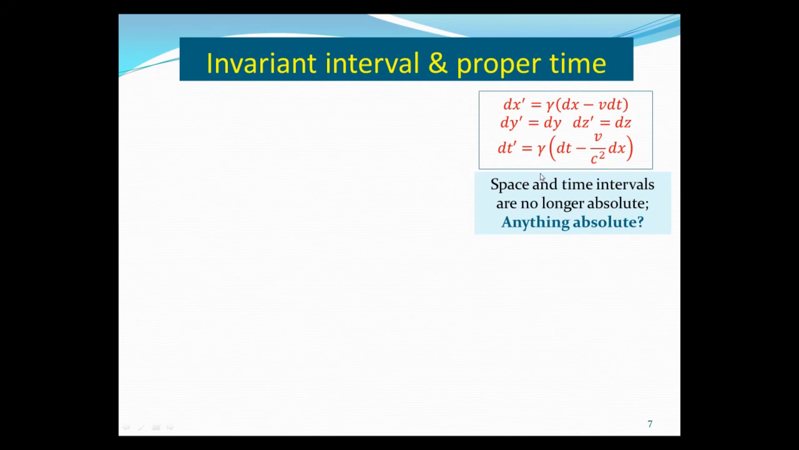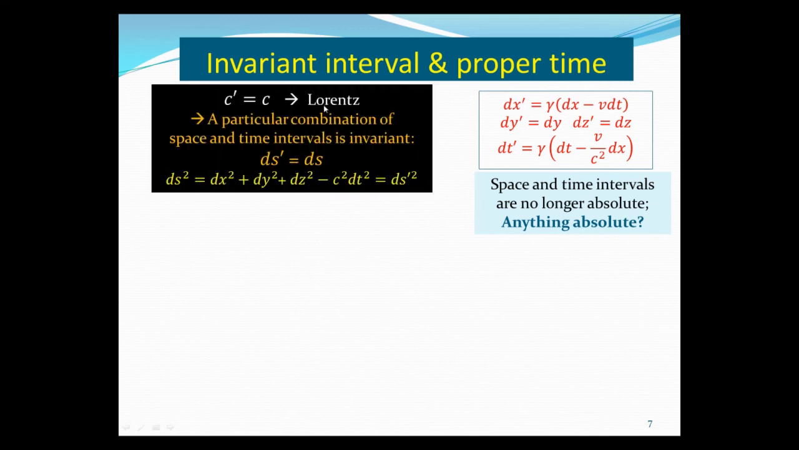It turns out that certain particular combinations are okay, because of course c is absolute, but also there's a particular combination of space-time interval that is still absolute. It's unchanged. That combination is called S. So S prime squared equals dx squared plus dy squared plus dz squared, which is just the length, but now minus c squared dt squared. And this combination is unchanged. So in the prime frame, they also have the same value.